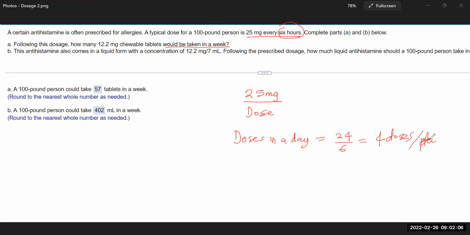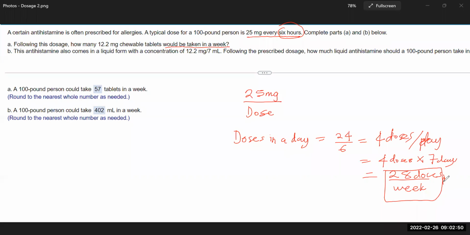per day, okay? Now, if you want to know how many doses will be taken in a week, what do you do? You're going to do 4 doses times 7, because there are 7 days in a week. Is that okay? And that is going to give you 28 doses per week. Is that okay? So keep this information. This is very relevant information that we need to be able to solve this question.